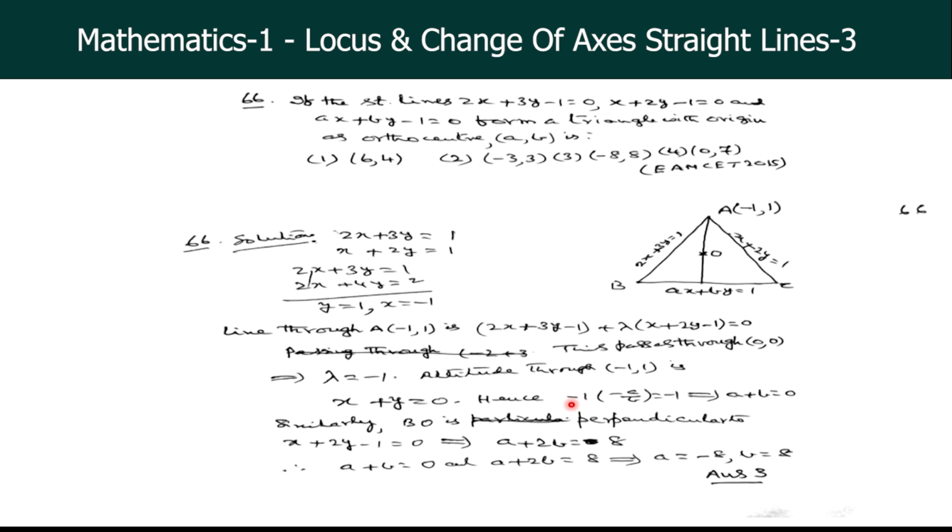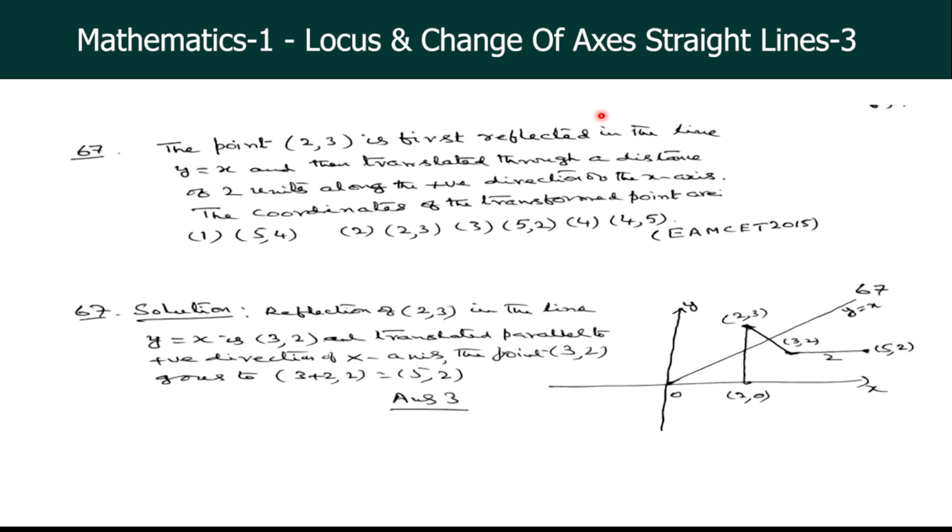BO is the altitude drawn from B onto the side AC, namely x + 2y = 1. Therefore, if you proceed as per the above, we have A + 2B = 8. So we have two equations, A + B = 0 and A + 2B = 8. Therefore, A = -8 and B = 8. So the correct option is option number 3.